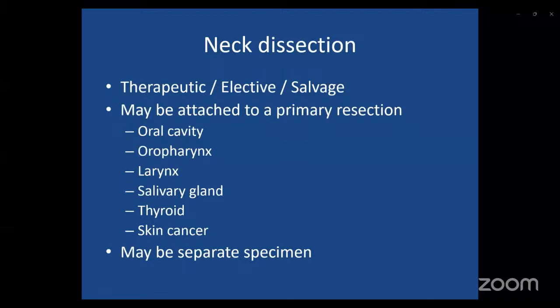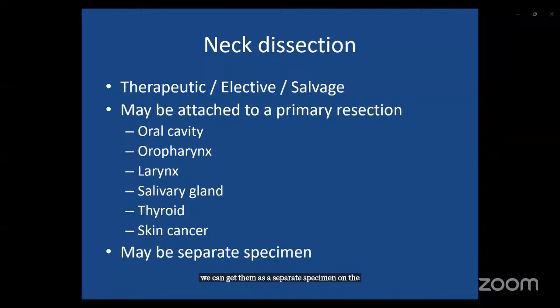Neck dissections are a mainstay in head and neck pathology. We'll get them for all sorts of reasons and included in all sorts of specimens. You can get them as therapeutic neck dissection where known metastasis is removed. They can be done electively where the neck is clinically negative but metastasis remains a possibility. And we can get salvage neck dissections, which is surgical removal of recurrent neck disease where radiotherapy is no longer an option. And we get them with a range of procedures, and we can get them as a separate specimen on their own.